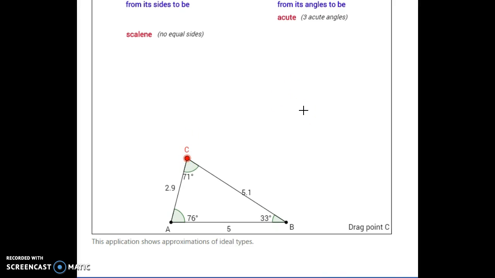Here we have an acute scalene triangle. Notice that each side length is different: 2.9 units, 5.1 units, and 5 units. Additionally, the angle measures are different and they're all acute angles. 76 degrees for angle A, 71 degrees for angle C, and 33 degrees for angle B. Please take the time to pause the video and draw this triangle on your worksheet.